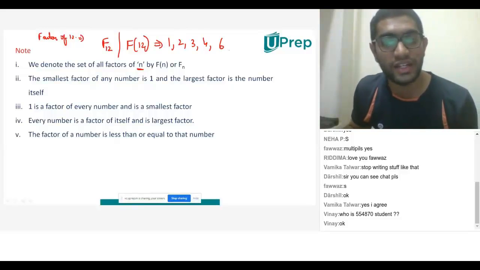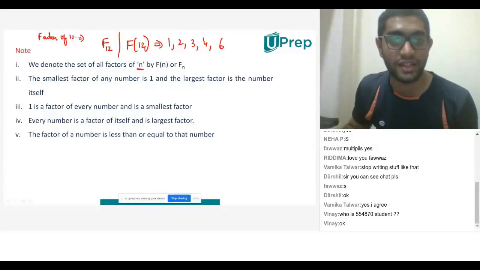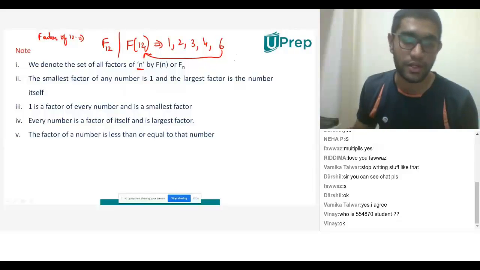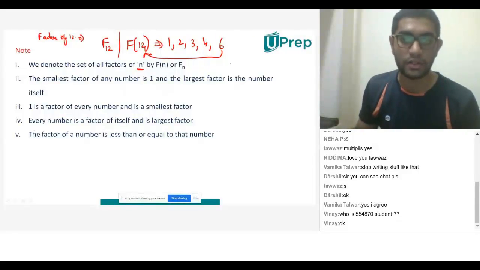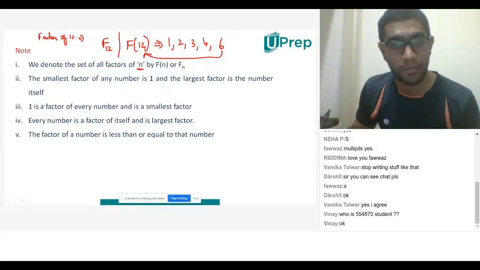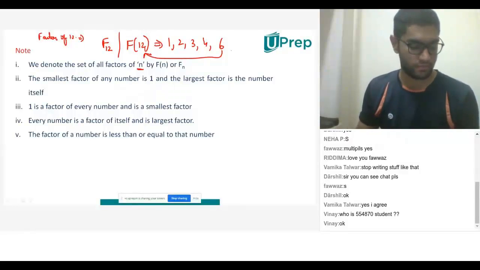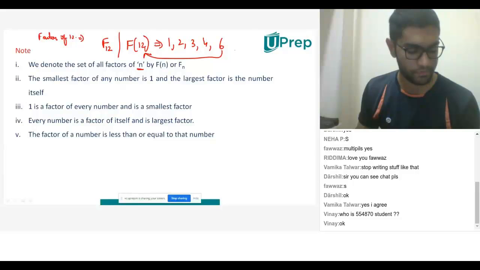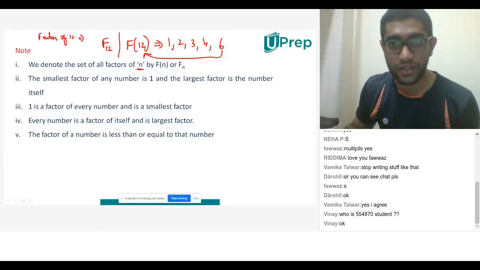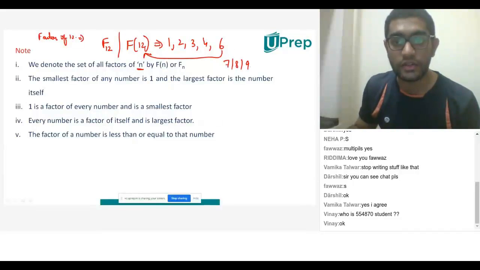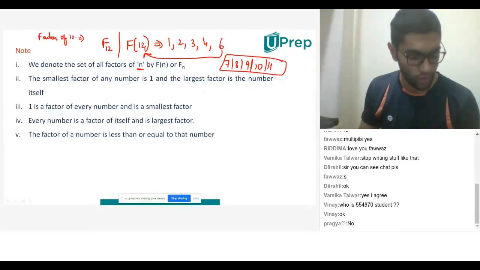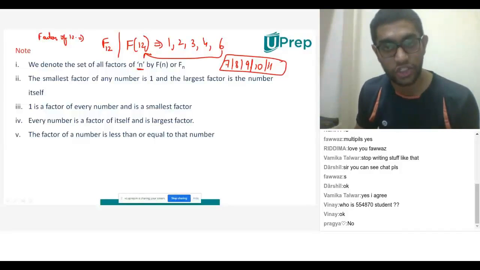Guys, can 7, 8, 9, 10, 11 be the factors? 6 is exactly half of 12, correct? If I take any number greater than that, I am going to get a remainder. Can any number greater than 6 except the number itself be a factor of 12? Yes or no? What I'm asking is, can 7, 8, 9, 10, 11 be factors of 12? No. Right? Do you get the logic over here?